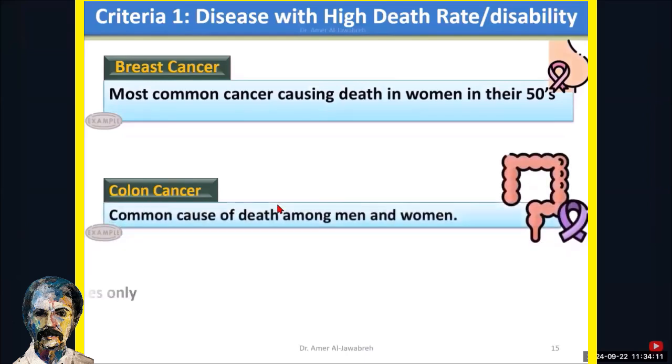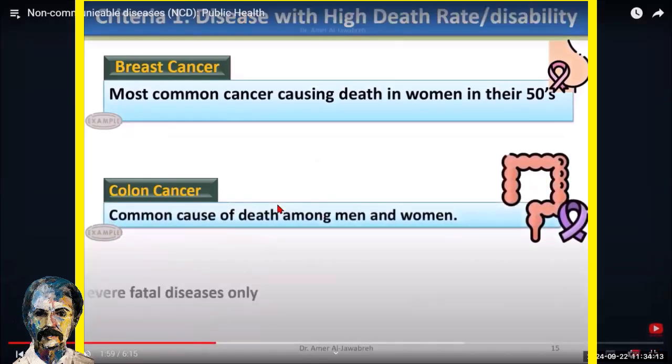As I said before, take breast cancer. Do we screen for it? Yes, because it's a common cause of death in women. Colon cancer is a common cause of death in men and women also. So again, diseases with high death rate, disability or fatality, we screen for these. We don't screen for simple diseases that are self-limited and will go away.